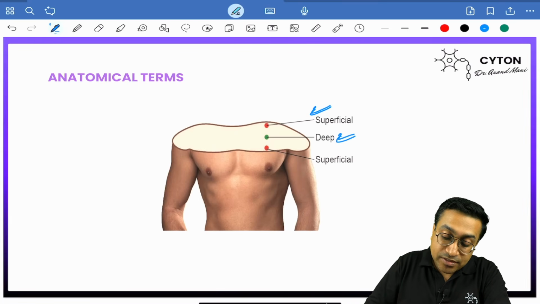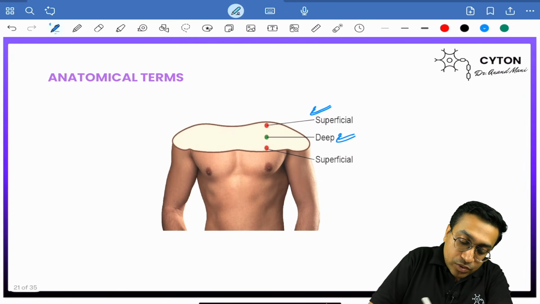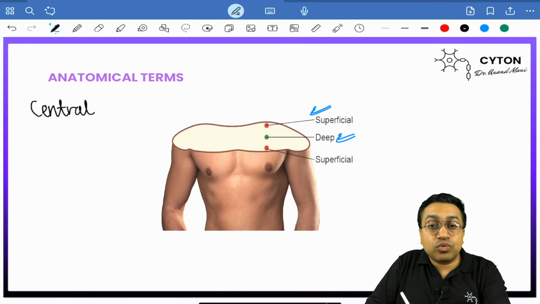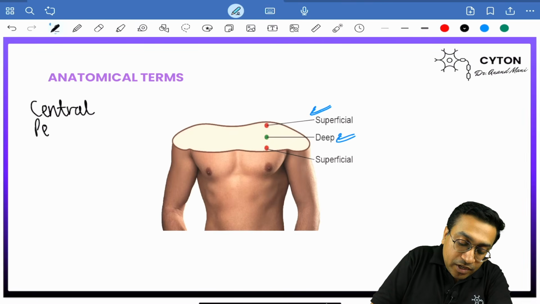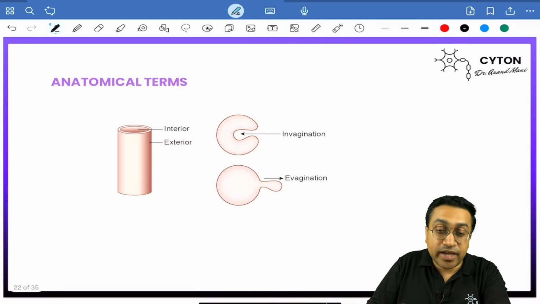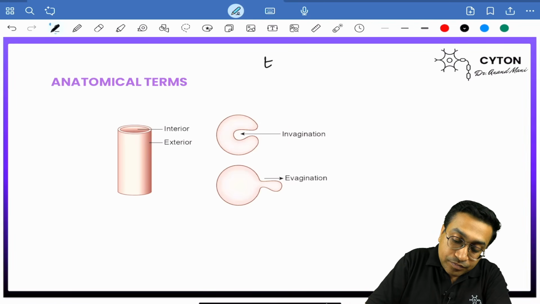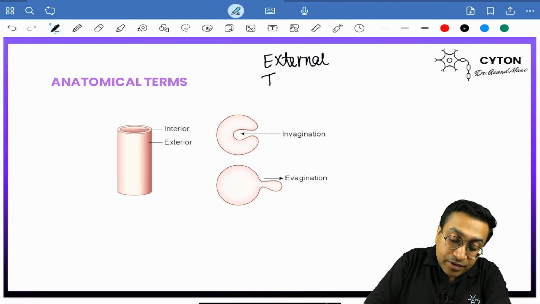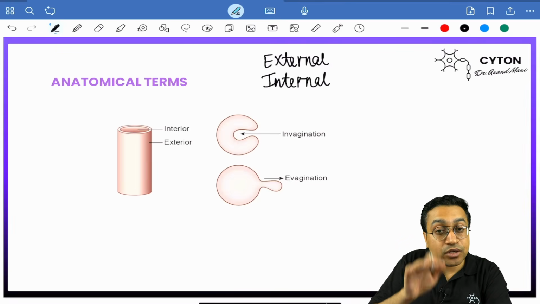Then there are words like central. Let me write another word, that is central. Central means towards the center of the body. Then the word is peripheral, that is away from the center of the body. Then you have something known as external. External means close to the surface of the body, towards the skin. Then internal. Internal is close to the center of the body.